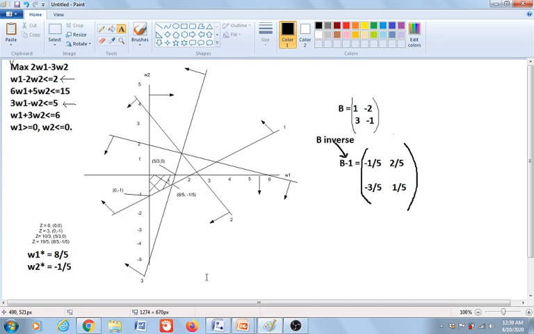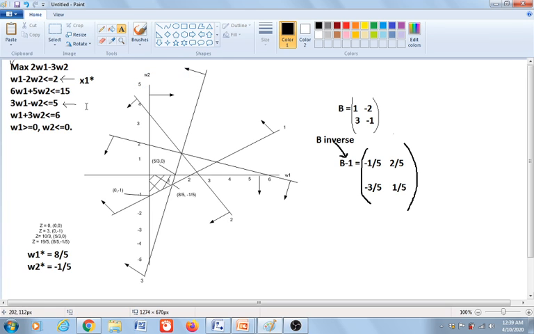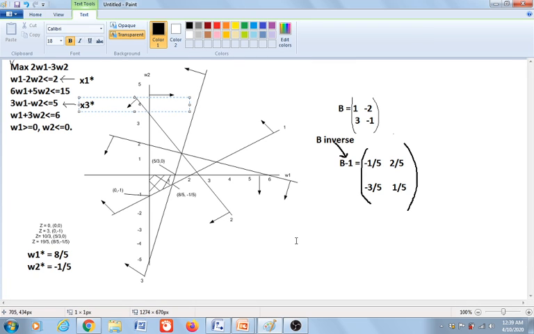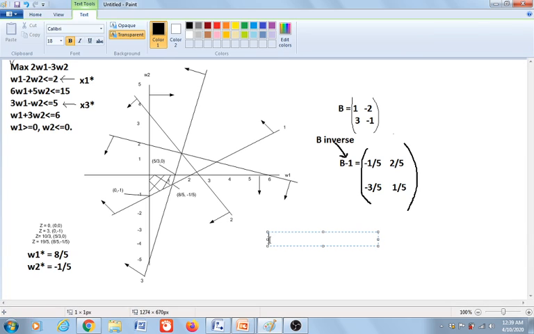For the primal, the basis will be x1. So we will have x1 star, because the basis, or the B matrix of the dual, is given by the first constraint. So the first constraint of the dual corresponds to the first decision variable of the primal. So we'll have x3 star over here, and therefore x1 star comma x3 star equals C basis of the dual.